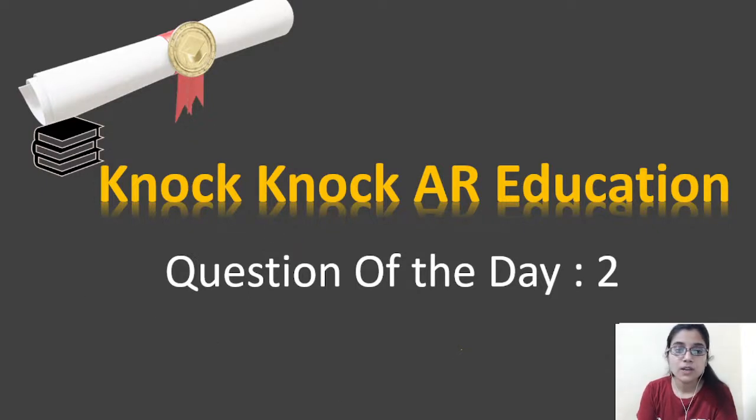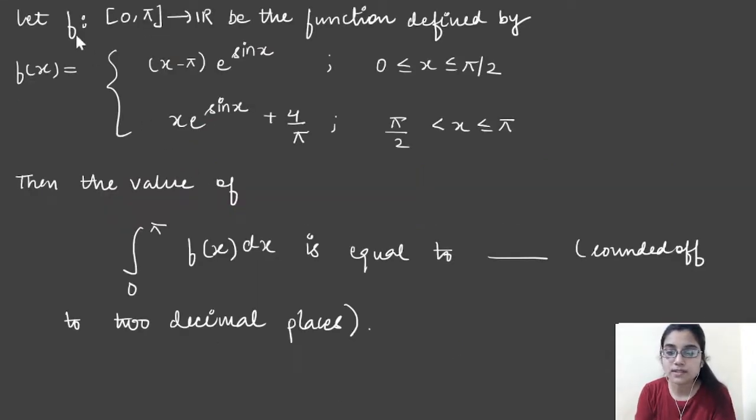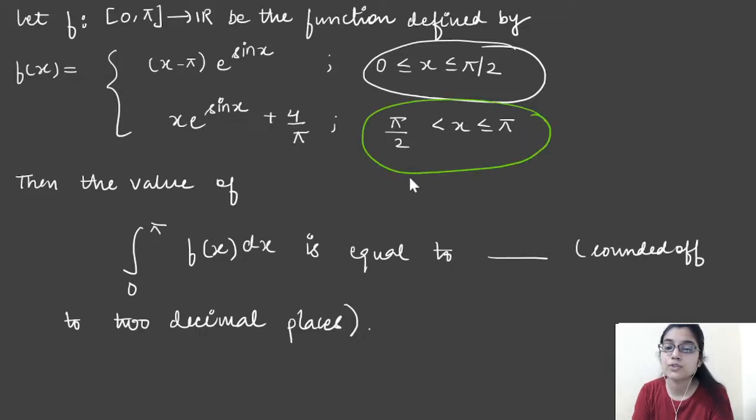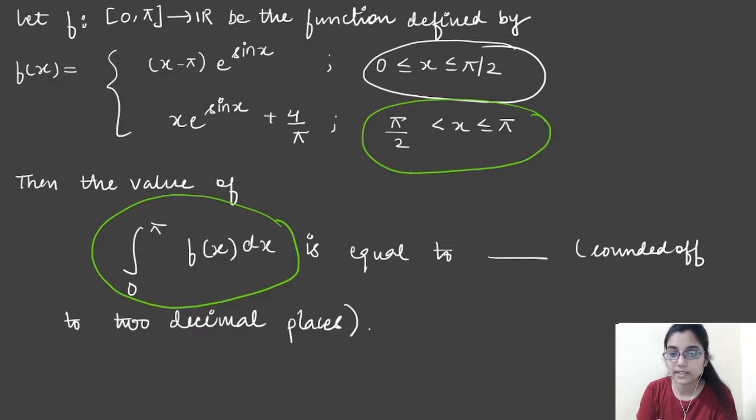So the question of the day 2 that I gave all of you was: let f be a function from the closed interval 0 to pi to R defined by f of x equals (x minus pi) e raised to the power sin x whenever x lies between 0 and pi by 2, and x e raised to the power sin x plus 4 by pi whenever x lies between pi by 2 and pi. You have been asked for the integral value from 0 to pi of f of x dx, rounded off to 2 decimal places. So let's look at the solution.